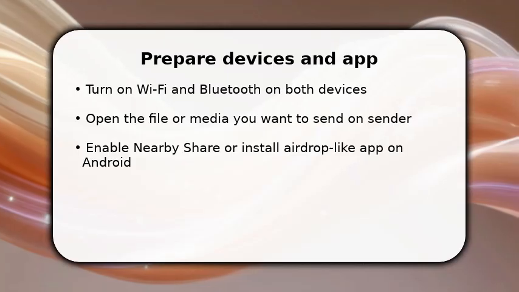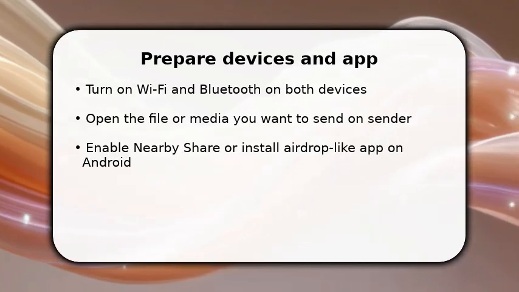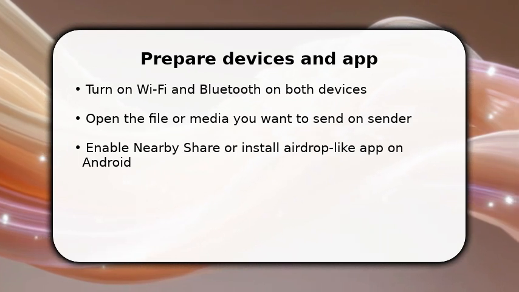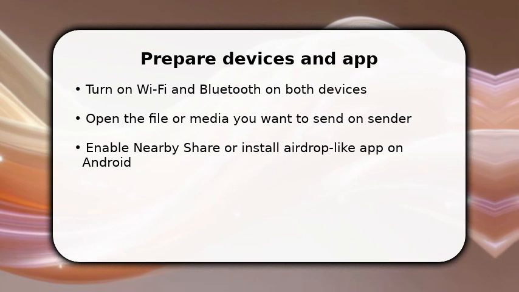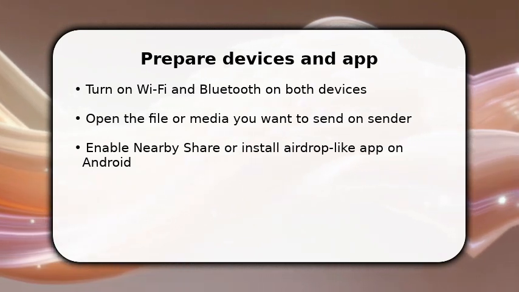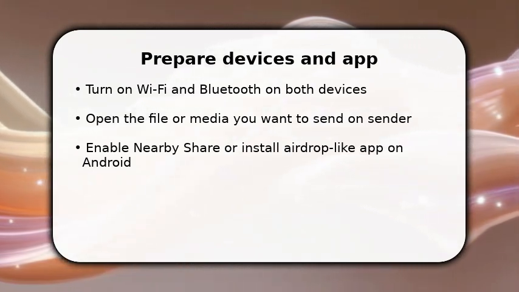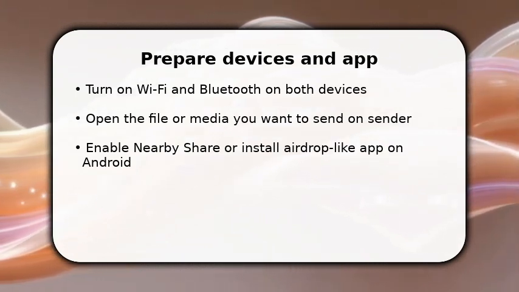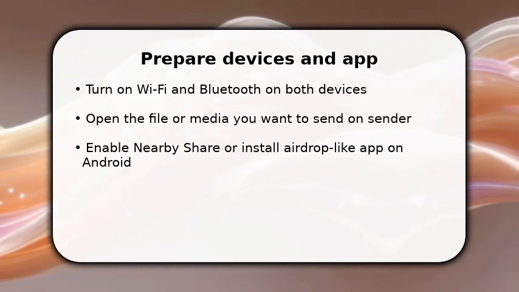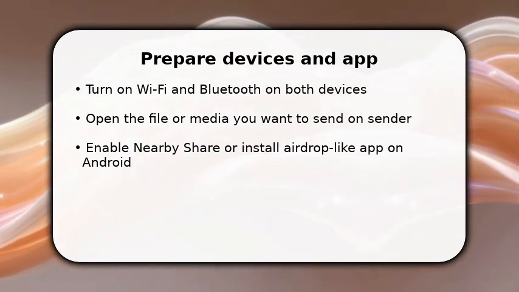Enjoy the video. You start by making both devices discoverable and ready. Enable Wi-Fi and Bluetooth, then open the file you want to transfer on your iPhone or Android. On Android, enable Nearby Share or open the third-party app you're using. On iPhone, use the Share sheet. Once done, tap Share, select the app or Nearby Share, and choose the target device when it appears.